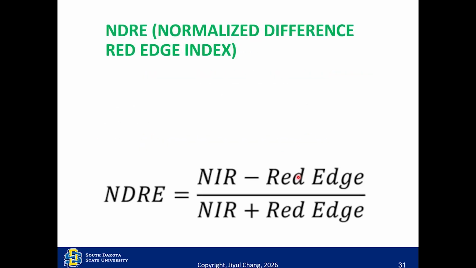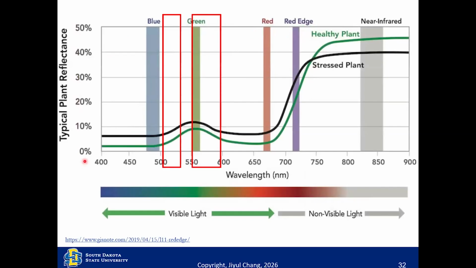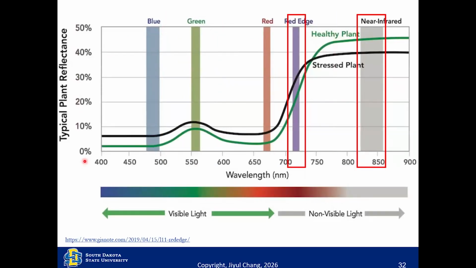We can overcome this kind of problem. We can use NDRE, the normalized difference red edge index. The equation is like that, with the red edge. Red edge is very sensitive to the chlorophyll content, so we can estimate nitrogen uptake, plant vigor, and stress detection. To calculate NDRE, we need near infrared and red edge instead of the red band.